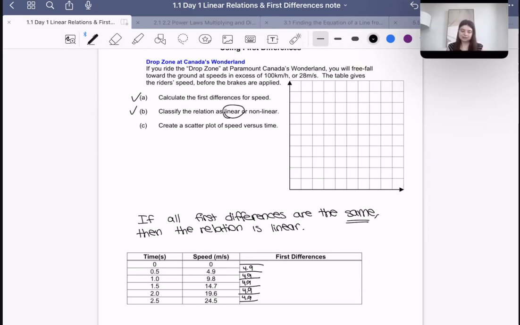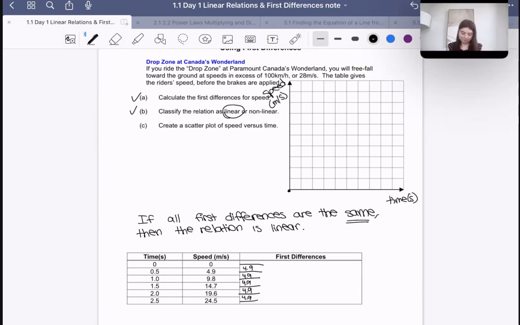And the last one says to create a scatter plot of speed versus time. So let's do that. Let's put time as our x value and speed as our y value, and let's plot this out. It should look like a line if we've plotted the points correctly, right? If it doesn't look like a line, then we have some problem, because before we said that it is a linear relation and that it is a line, basically. If it isn't, then we've got a problem.